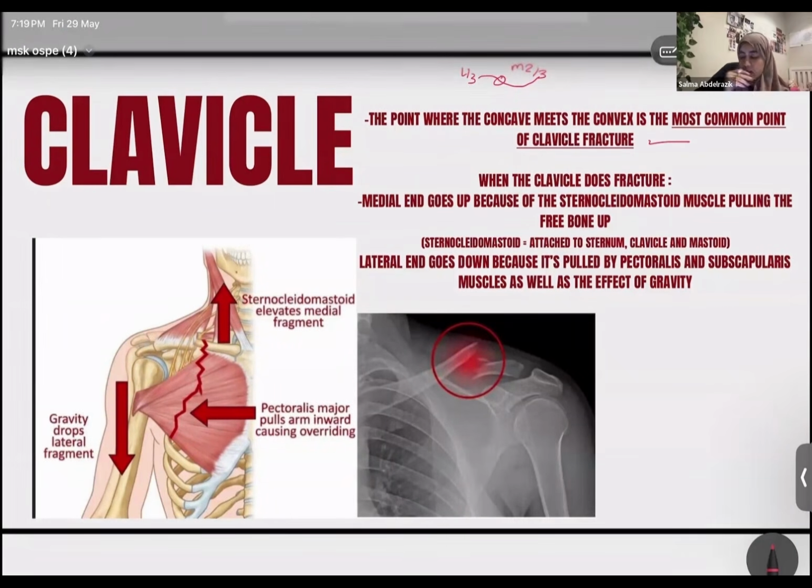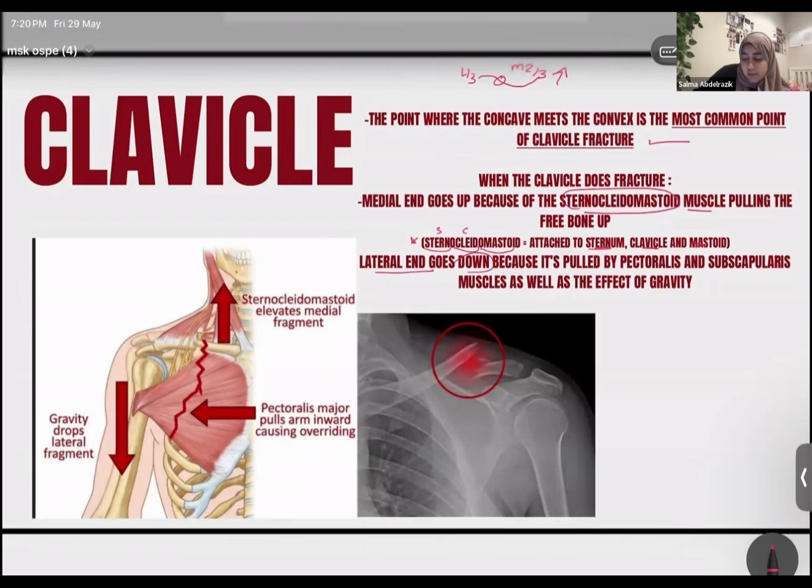Cool? When the clavicle does fracture, the medial end goes up. Why? Because it's pulled up by the sternocleidomastoid muscle. What about the rest of it, the lateral one? Okay, I put here sternocleidomastoid. It basically attaches to the sternum, clavicle, and mastoid from the name. Sternum, cleido, clavicle, and the mastoid.